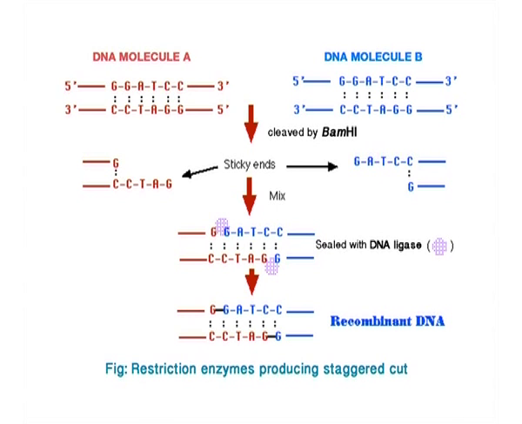protruding or sticky ends. The sticky ends produced due to staggered cuts by specific restriction endonucleases have complementary base sequences because of the palindromic nature of the recognition sites. This property can be utilized for the generation of recombinant DNA molecules.